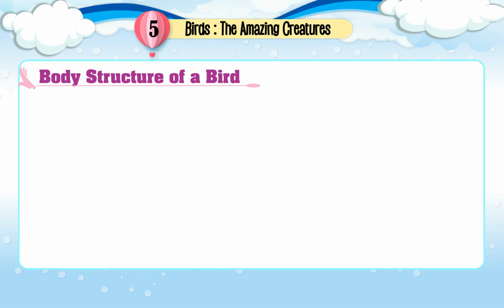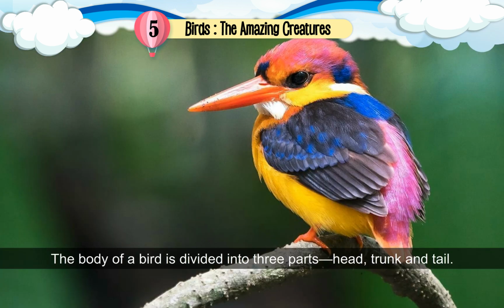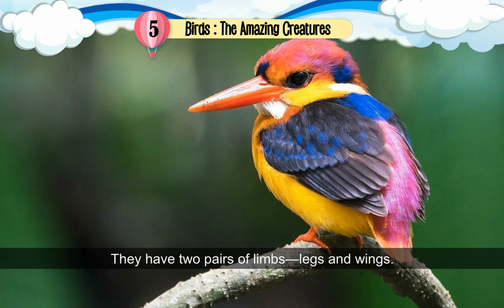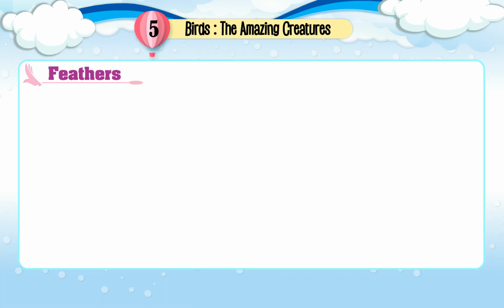Body structure of a bird. The body of a bird is divided into three parts: head, trunk, and tail. They have two pairs of limbs, legs and wings. Birds have a beak instead of mouth parts.